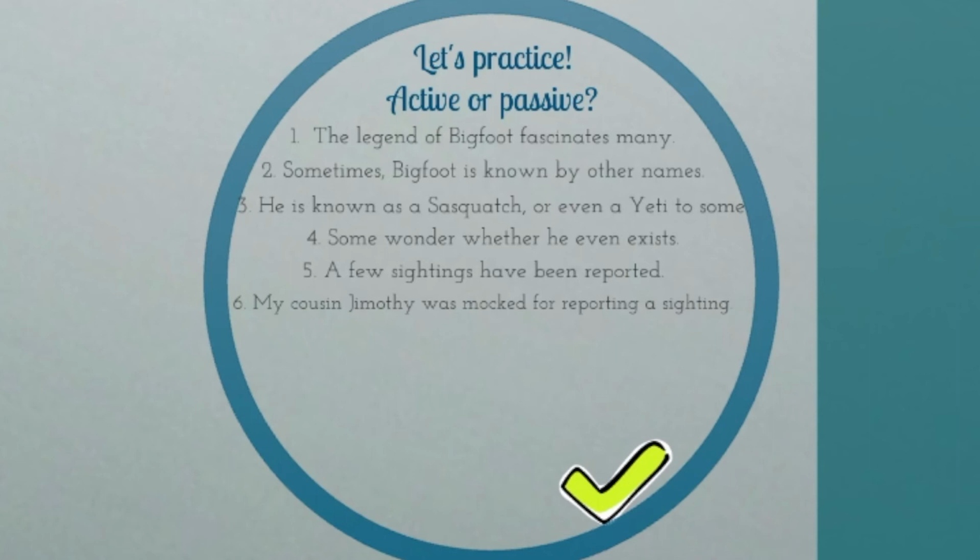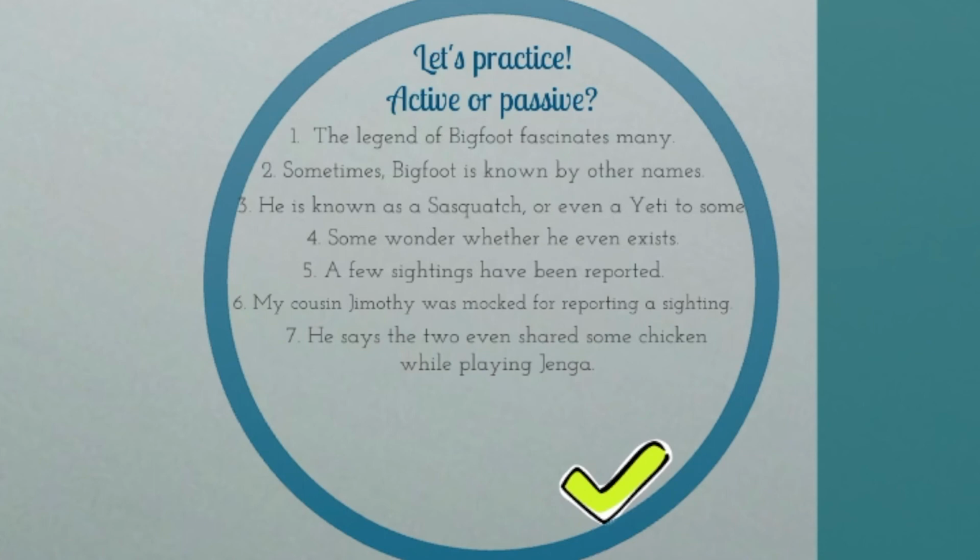Number 6: My cousin Jimothy was mocked for reporting a sighting. Look for the subject, my cousin Jimothy. Look for the verb, was mocked. Is Jimothy mocking someone or is the action being done to him? Here he's receiving the action. Notice we also have two verbs working together, was mocked. Since this has a helping verb and a main verb, and the subject's receiving the action, this is an example of a passive voice sentence.